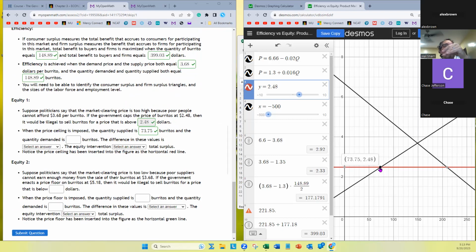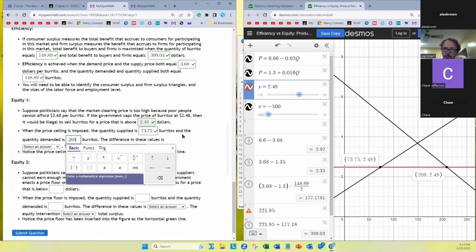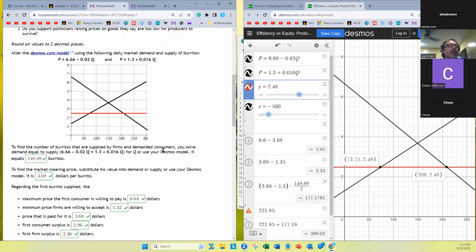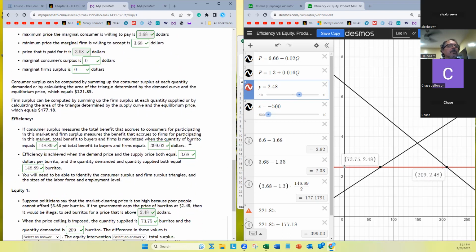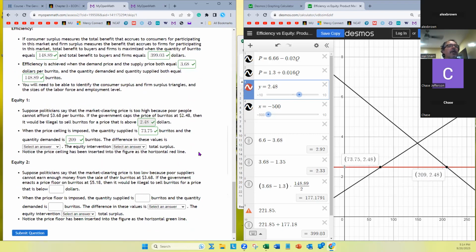How much do people want to buy? Well, that's out here. This is quantity demanded, right? Quantity demanded in my model is 209. What do we have here? What does chapter 3 call this situation? Which one do you think it is? A shortage, right? So this policy creates a shortage, right?